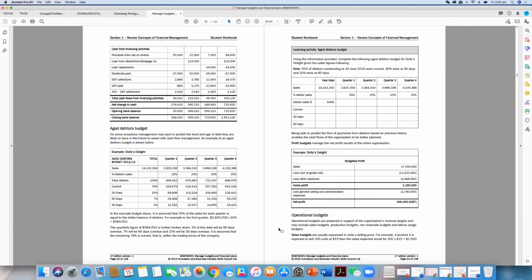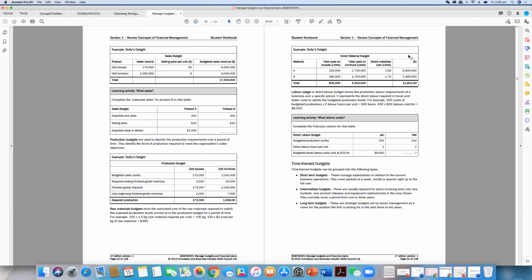And sales budgets are usually expressed in units, as selling price, for example. If product A is expected to sell 100 units at $15, then the sales expected to be how much? 1,500. So that is the sales budget. It's a very easy formula, just the multiplication of them. There is an example again as well. You just use the sales volume and then you multiply by the selling price per unit, and then you get the sales revenue.